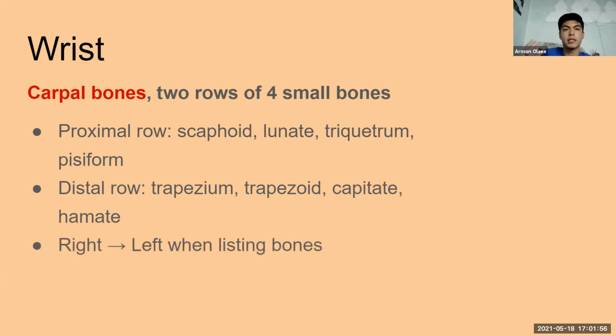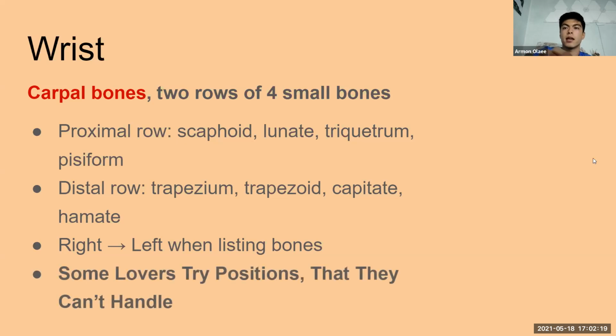And when you're also listing the bones on a cadaver or a skeleton, you want to list them right to left. I know we usually read left to right, and sometimes I get mixed up by that. But when you want to list them, you want to list them from the right side to the left of your proximal row, and then you go back to the right side to the left of your distal row.